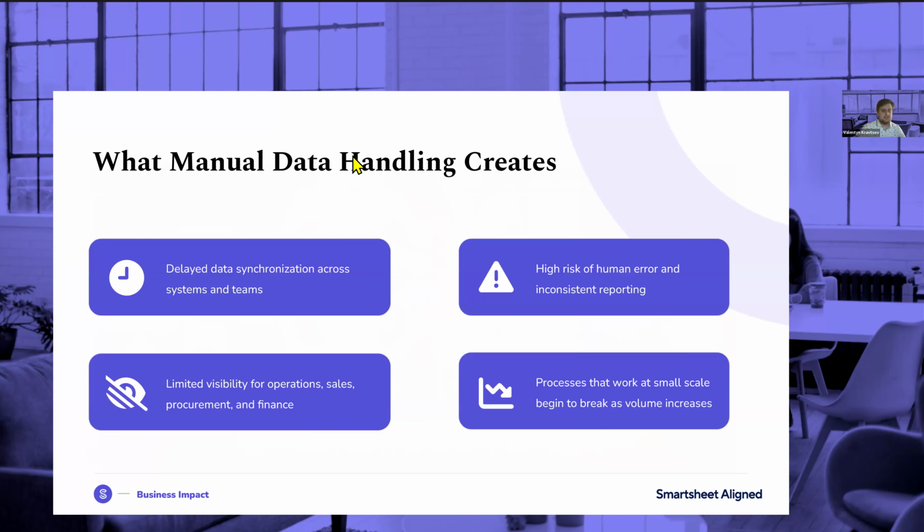Yes, and this becomes critical when companies try to scale. Manual processes may work when volumes are small, but once the number of projects, clients, or data points increases, these processes break. At that point, reporting becomes unreliable, decisions are delayed, and teams lose trust in the data.